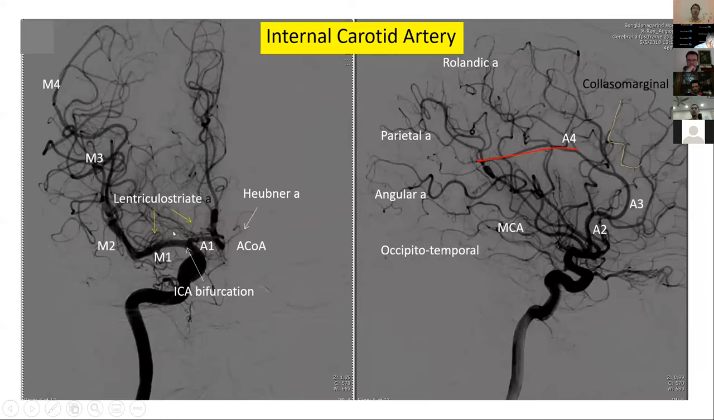So for intracranial branches, we can see the AP view. The lenticulostriate artery arises along the A1 and M1. And the M2 and M3 are located around the limen insula and operculum. That means for the ACA, we can divide it into A2, A3, and A4.